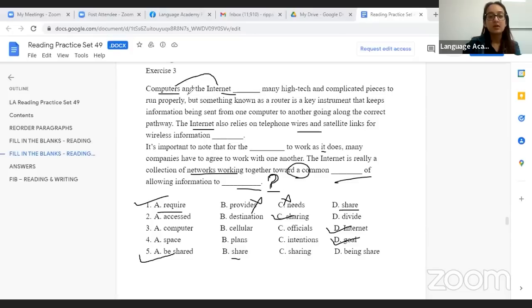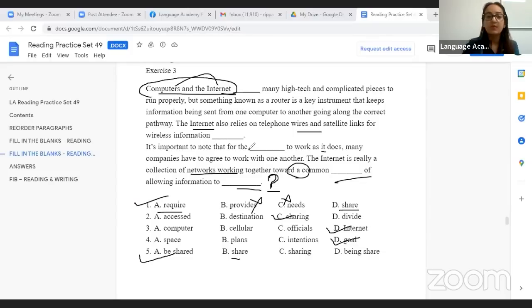This is plural subject, so we need a verb without S. That is why the first answer is require. Computers and the internet require. The second, the internet relies on wires and satellite links for wireless information sharing. This is the job of the computer.